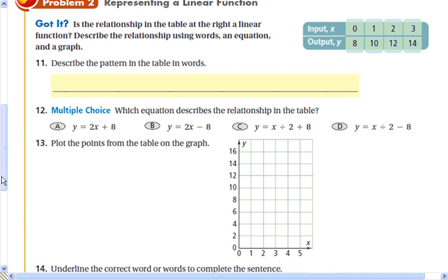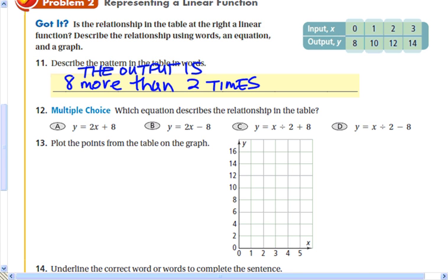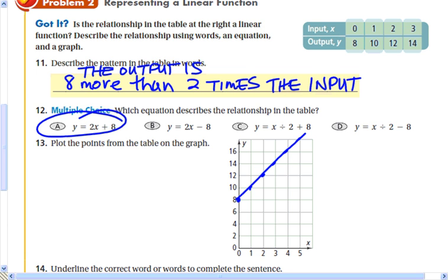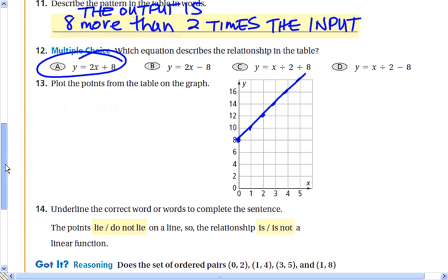All right. You can pause now, try these problems if you want. Check back for the answers. I did connect those because 8 more than 2 times the input could be any real number starting at 8.